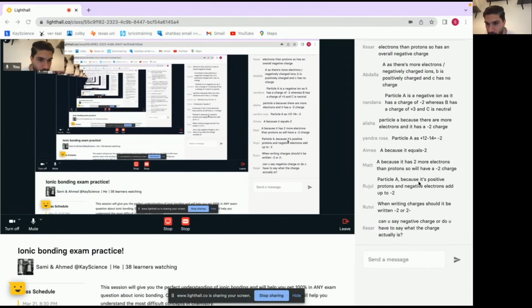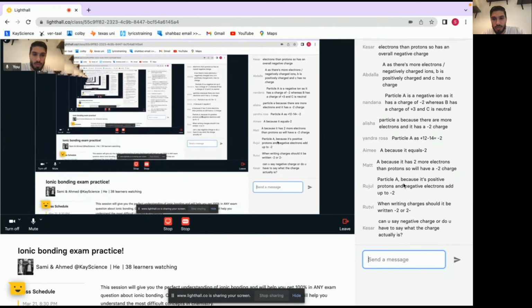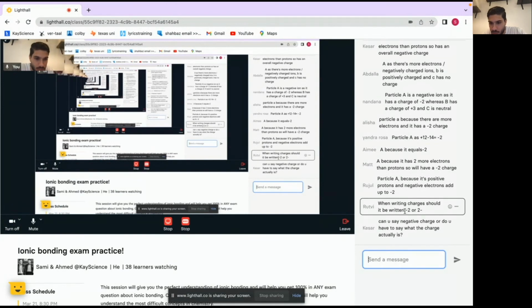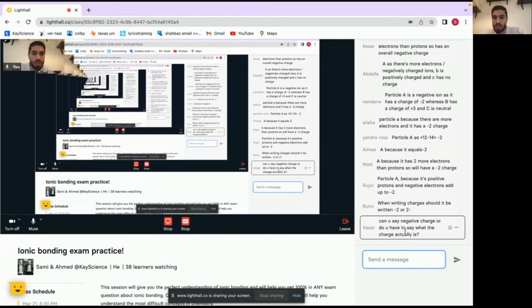Particle A, because it's positive protons and electrons. No, Rajul, this would be 2 out of 3. It's positive protons and negative electrons add up to -2. You never explicitly stated that there are more electrons than protons. So you have to be super specific. It's not a big deal. Honestly, it's really not a big deal. You have to say what the charge is, -2.